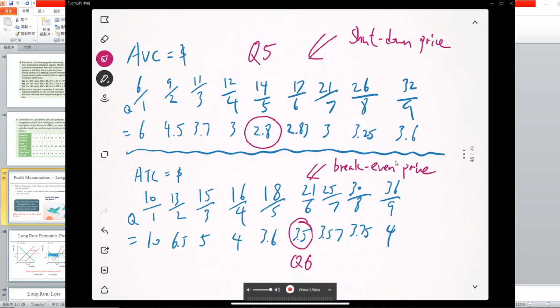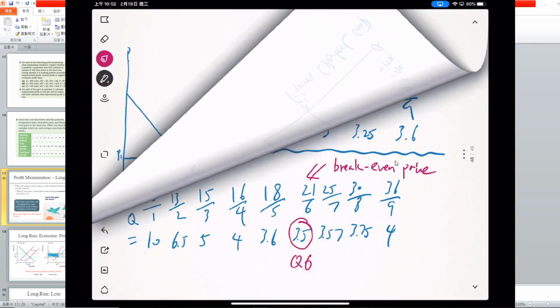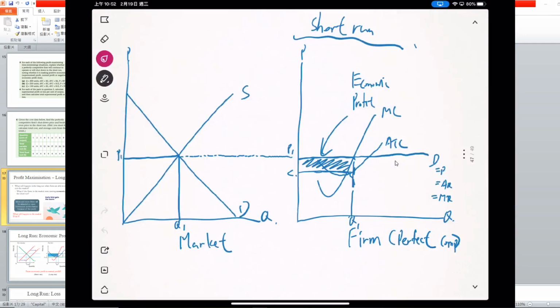Let's go to, I think I pre-drew this diagram here. So once again, here you will see the short run perfect competition diagram. Because now the question is asking, in the short run, they were earning an economic profit. So now let's change it to long run. Let's use the color of blue to represent short run, and then we'll use the color of red to represent the long run.